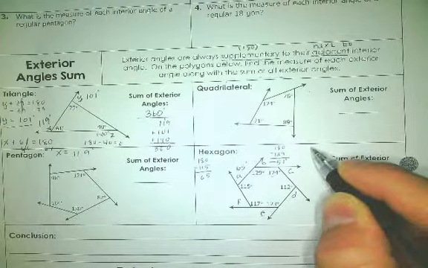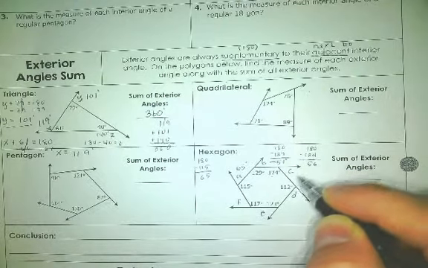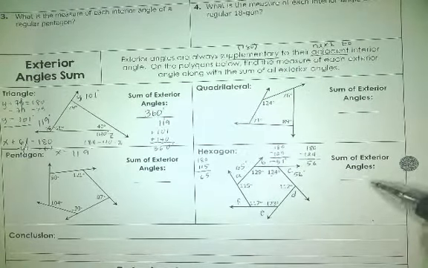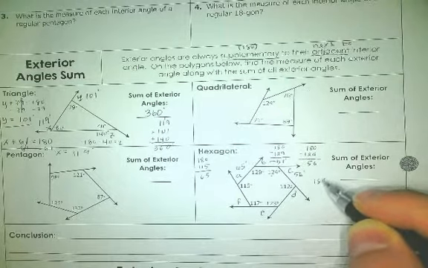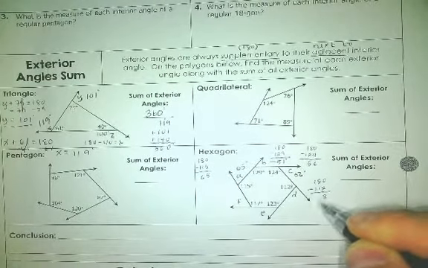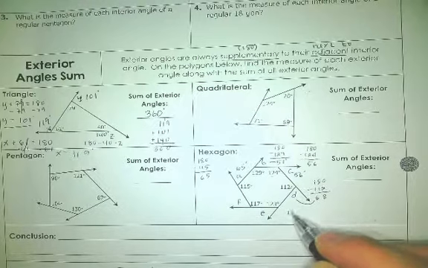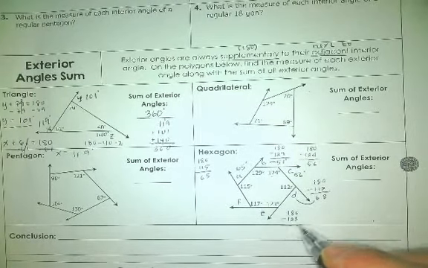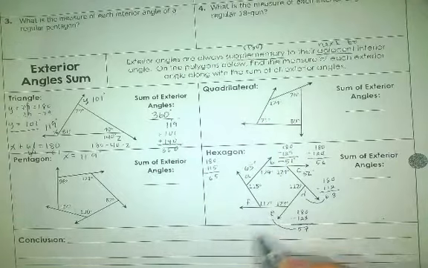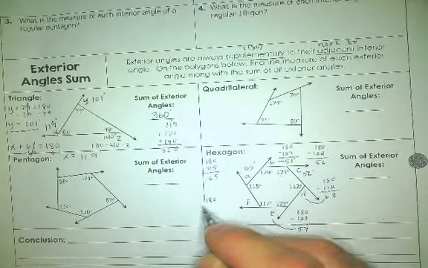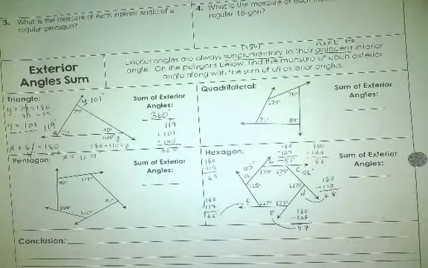For C, we're using 124. So 180 minus 124. That's 56. Moving on to D. D is adjacent to 112, so we do 180 minus 112. That's 68. For E, we got 180 minus 123. That's 57. And lastly, for F, we have 180 minus 117. That gives us 63 degrees.